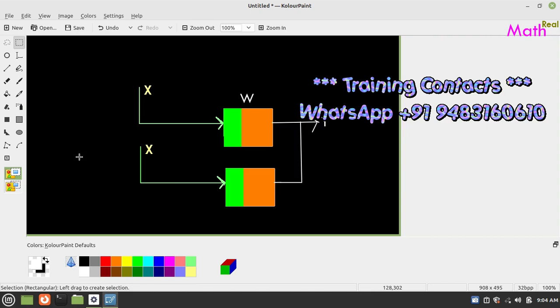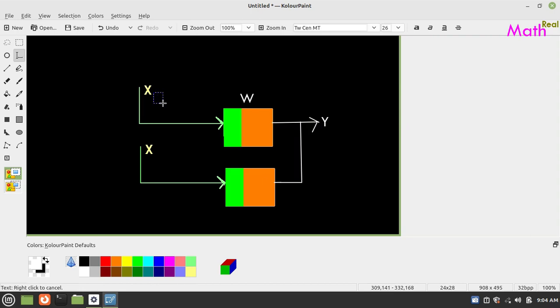Okay, now there are two signals, so we can call them X1 and X2, but it generates only one output signal, that is Y. So now the weights are different. Here it is W1 and here it is W2.